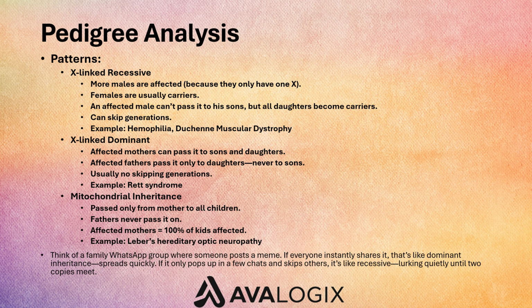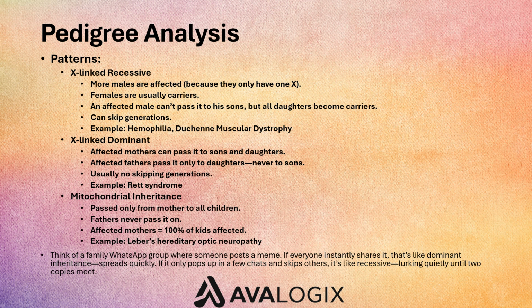4. X-linked dominant. Affected mothers can pass it to sons and daughters. Affected fathers pass it only to daughters, never to sons. Usually no skipping generations. Brain example: Rett syndrome. NEET clue: if every daughter of an affected father is also affected, it's X-linked dominant.